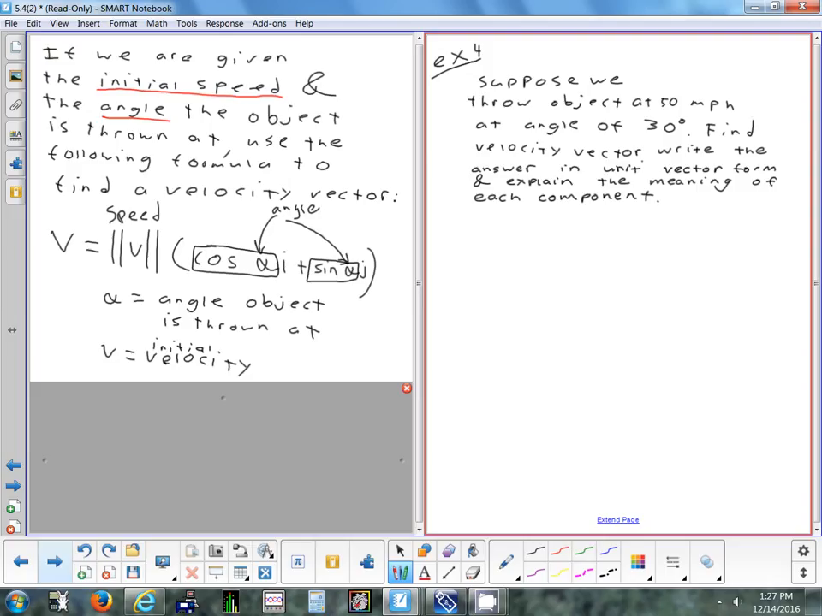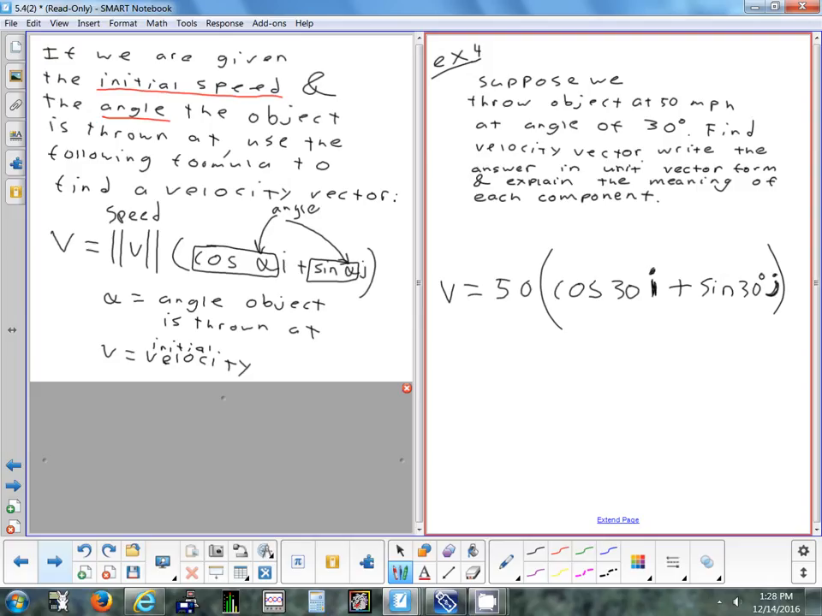Okay. All right, so what's the speed that I'm throwing the object at? 50 miles an hour. So fill in your speed. And then cosine of, what's the angle that I'm throwing it at? 30. Okay, put an I next to it. That's your horizontal component. Plus sine of 30. And put a J next to it.